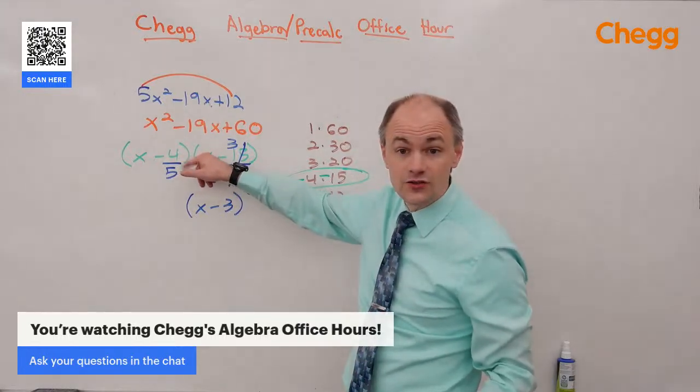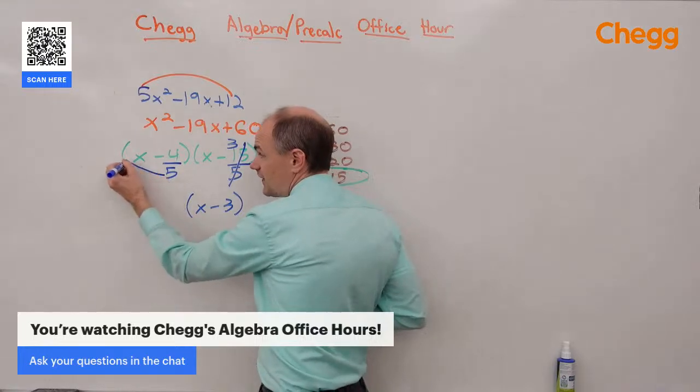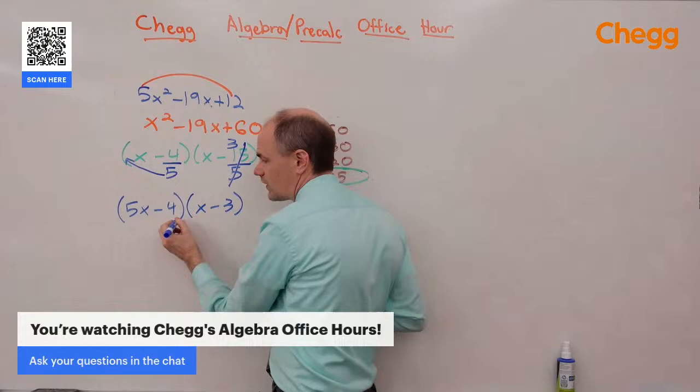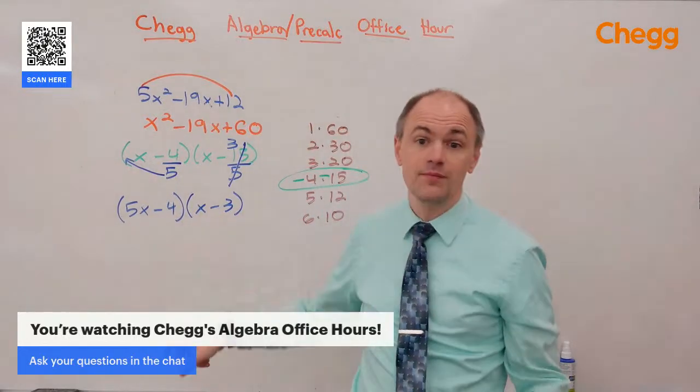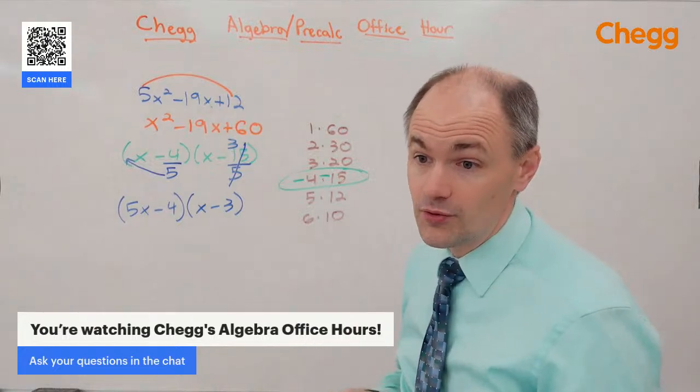If it doesn't reduce out, I've got 4 over 5 here. If it doesn't reduce out, that 5 is going to go in front and be 5x minus 4. And then this is going to be the factored form of the original, more challenging problem.